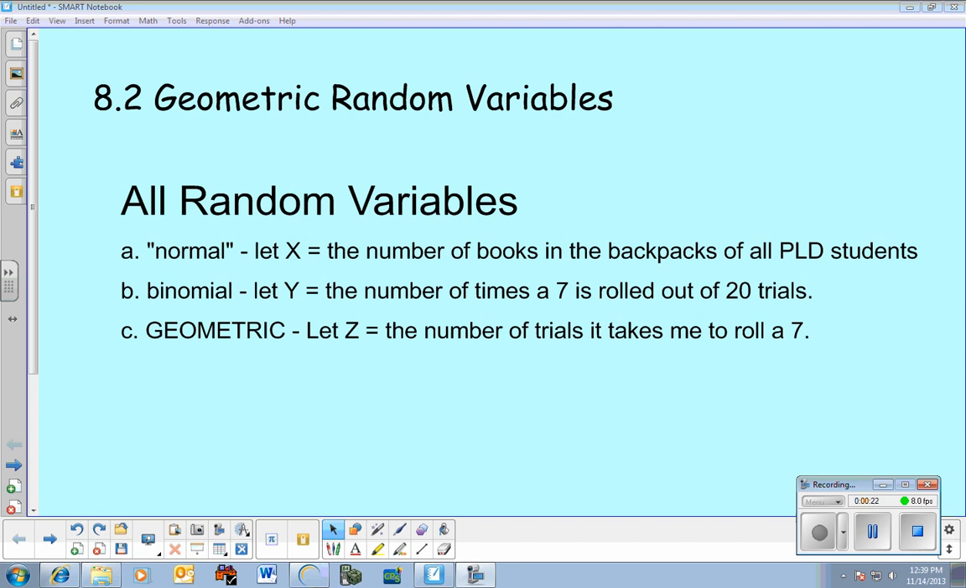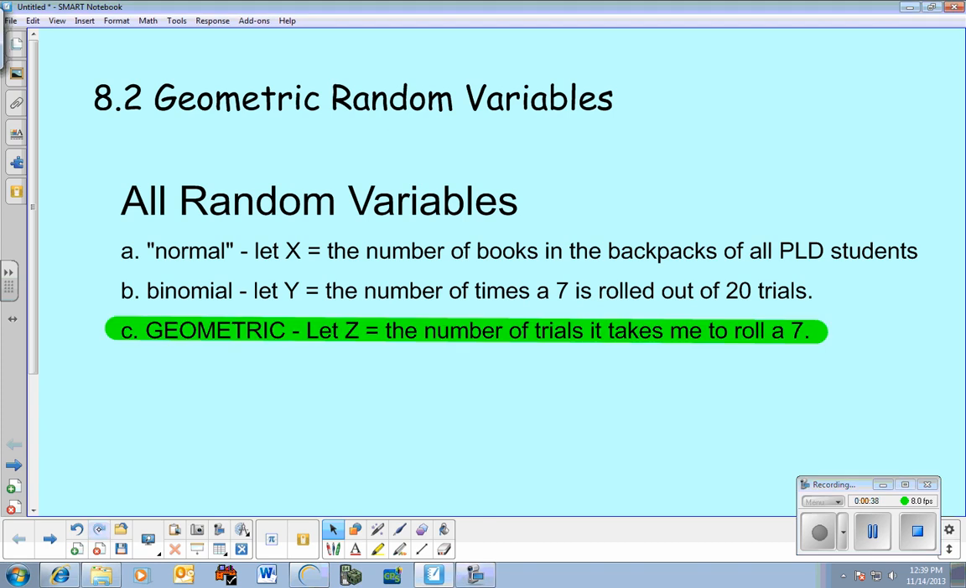That was when we had a fixed number of trials and we either succeeded or we failed, and we asked questions like, what's the probability that I get 4 sevens out of 20 rolls of the dice, something like that. Geometric, today's topic, is very close to binomial, except with this variation. We are going to let the variable be the number of trials it takes for your first success.